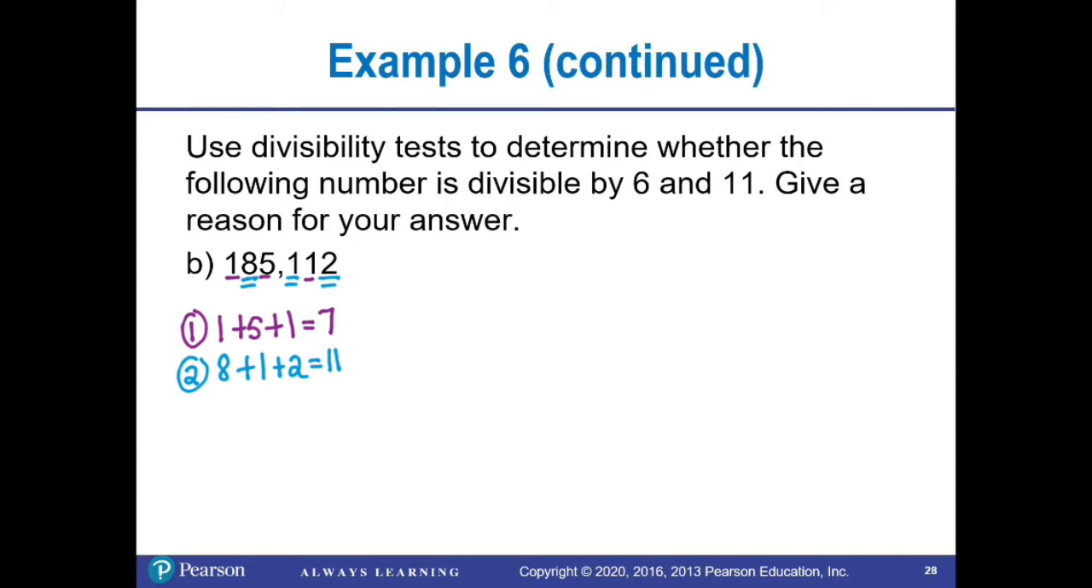Then I take the difference of those two numbers. 11 minus 7 is 4. Does 11 divide 4? No, and so 11 does not divide our number.